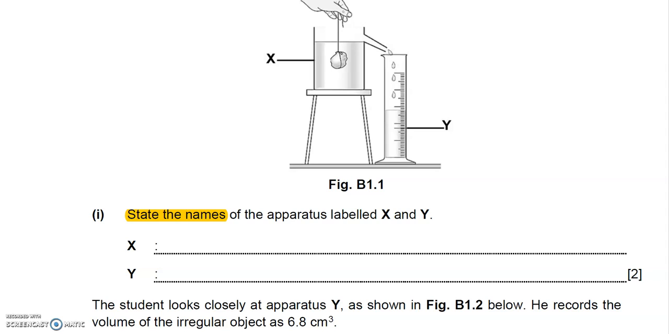Some of you would have already noticed by now that this is a classic displacement can setup. When we want to measure the volume of an irregular shaped object, but perhaps it's too small to be directly put into the measuring cylinder, we can use this displacement can method. So X is a displacement can. Note the spelling. D-I-S-P-L-A-C-E-M-E-N-T, can, and Y is our measuring cylinder.